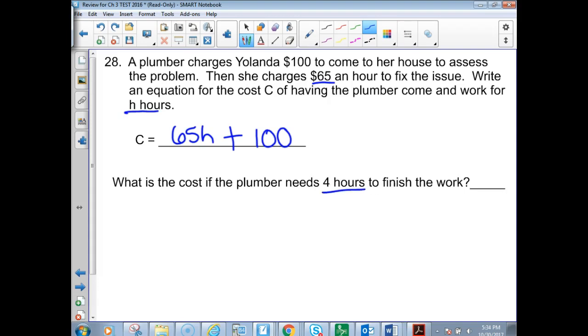If she needs 4 hours to finish that work, we're going to have a pretty big bill. We plug in 4, we get, see, what's that? 240 plus what? 260 bucks just for the time. So it's going to cost us $360 for her to do that work.